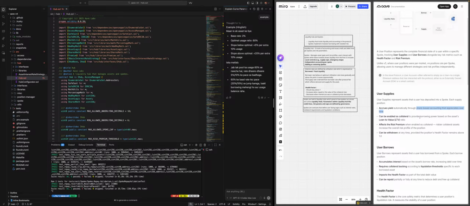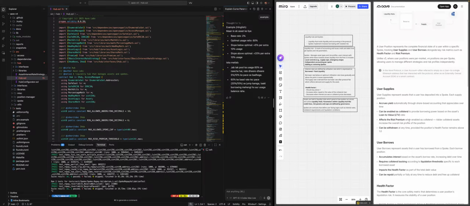The next point is that it can be enabled as collateral to provide borrowing power based on the asset's loan to value ratio. So the shares that you mint can also be used as collateral within the platform, and it will give you borrowing power based on the loan to value ratio. Basically, how much percentage of the total deposit or collateral you can actually take as a loan.